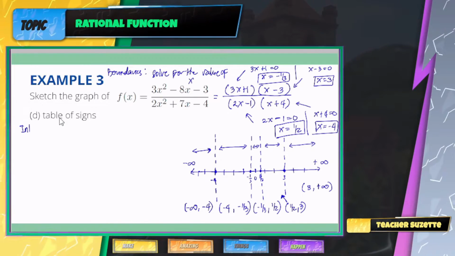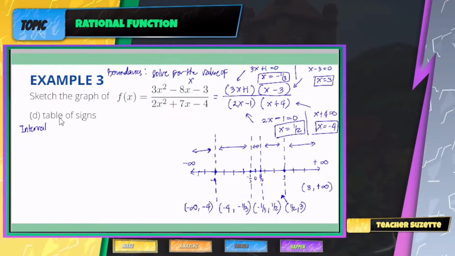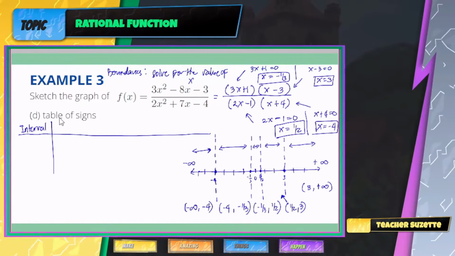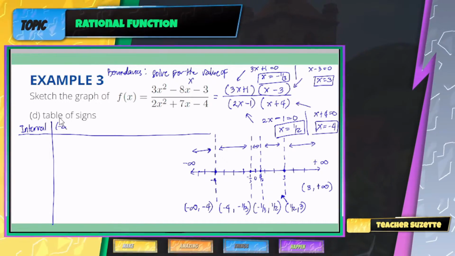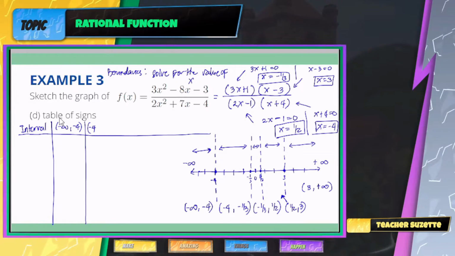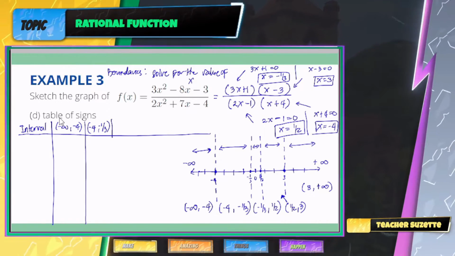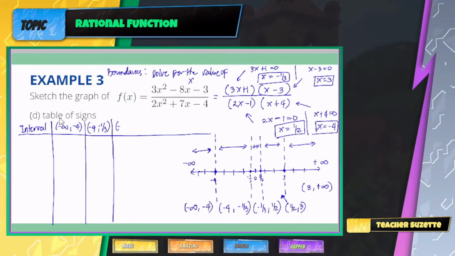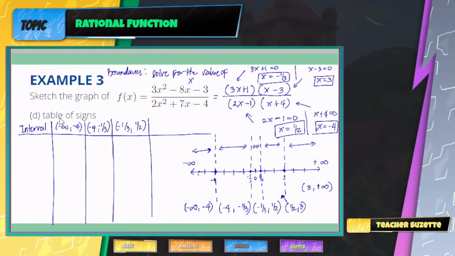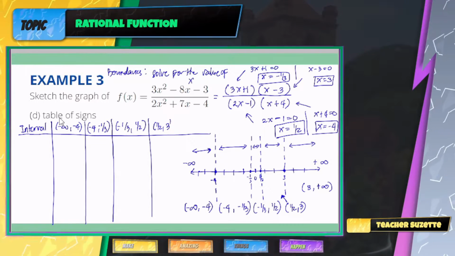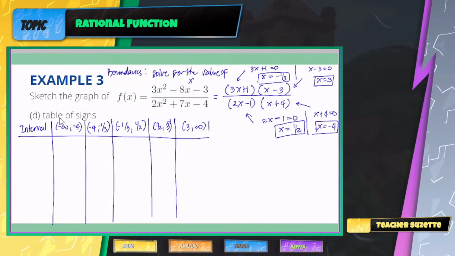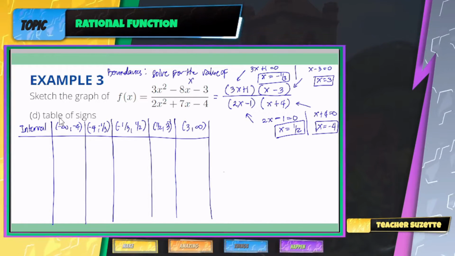So, construct lang natin yung ating table of sign. So, first one, yung ating intervals. Ayan. Kunin natin yung una. Ang una natin is negative infinity, negative 4. Then, negative 4, comma, negative 1/3. Next, negative 1/3, comma, 1/2. Next, 1/2, comma, 3. Last one is 3, positive infinity. Ayan. We have now assigned the intervals.